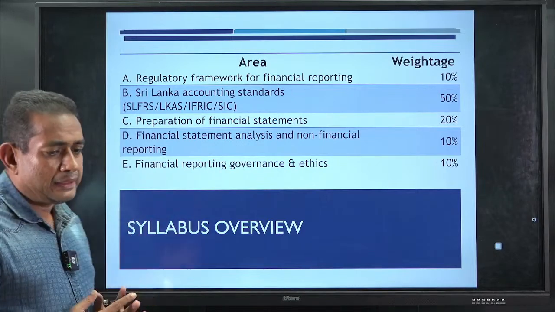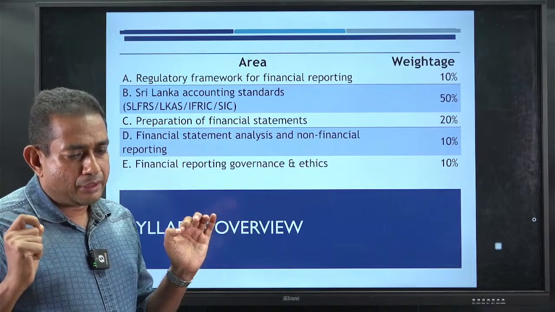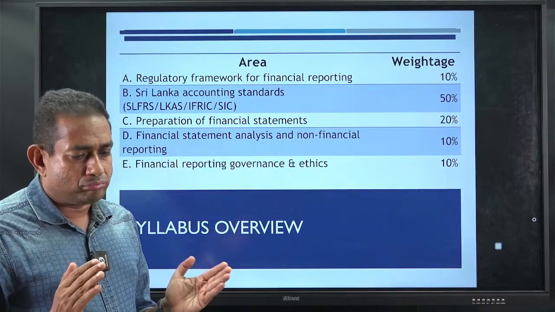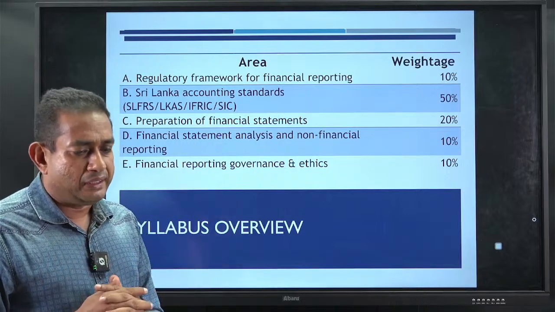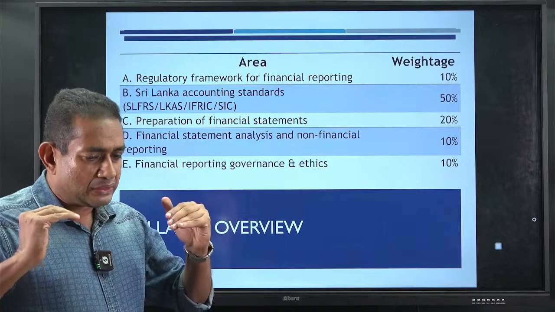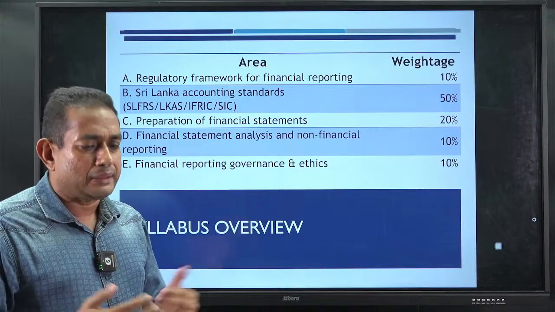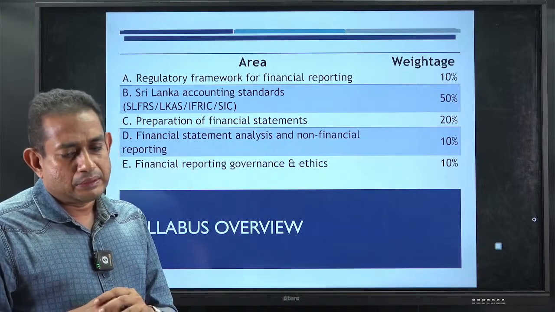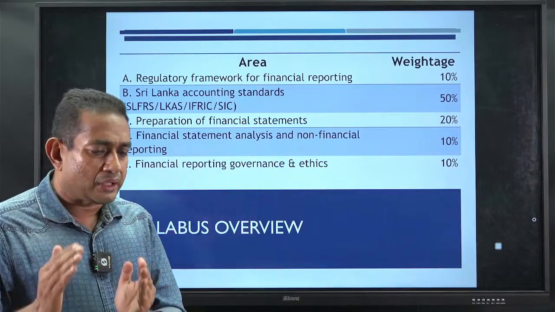The biggest area in the syllabus is accounting standards. Now it says SLFRSs, LKASs, IFRIC, SIC. I will not explain the differences between SLFRSs and LKASs right now, and you can learn it when you start watching the videos. Now this is the bread and butter in the syllabus, the most critical part, and I would say the hardest part in the syllabus. And this is where you need to allocate the most time. Why? This is 50% of your syllabus, and 50% of the marks of the paper will be allocated for accounting standards.